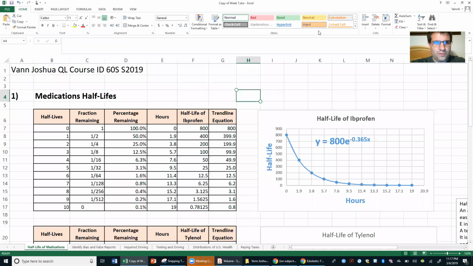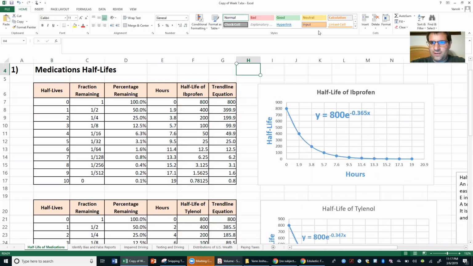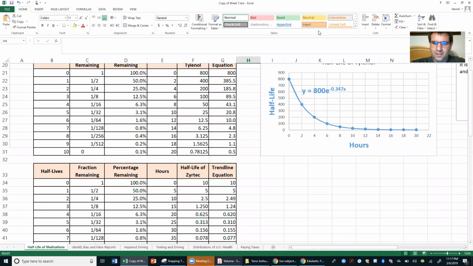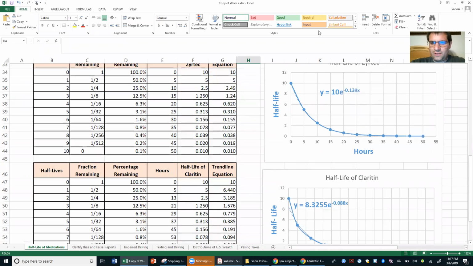And for question one, or scenario one, we started out with the half-lives of different medications. First, we compared the half-lives of ibuprofen and Tylenol, and then I compared the half-life of Zyrtec and Claritin.